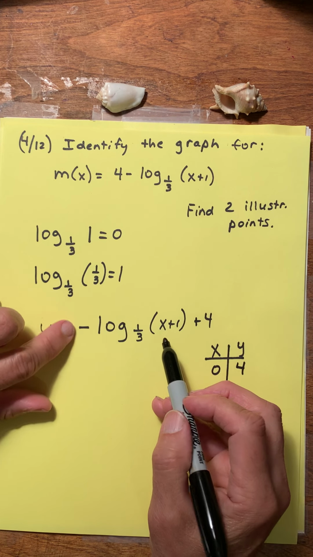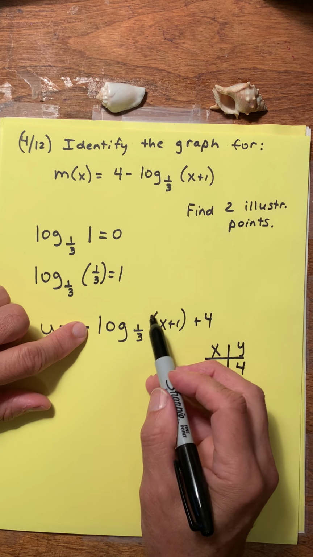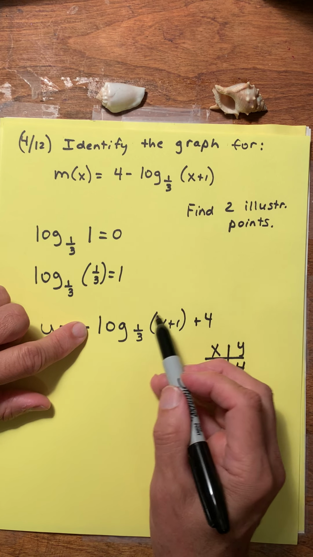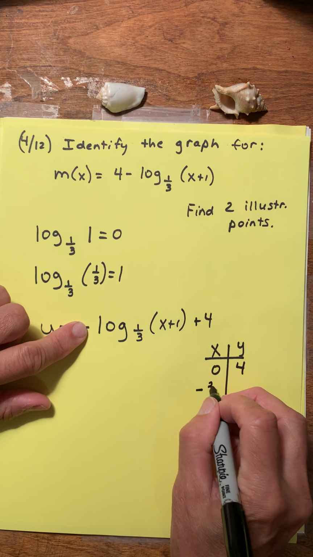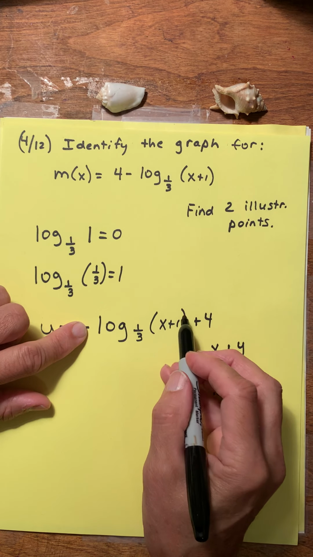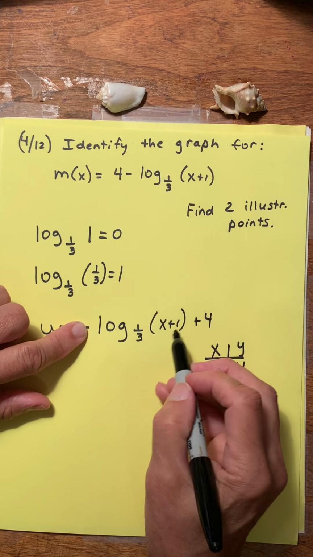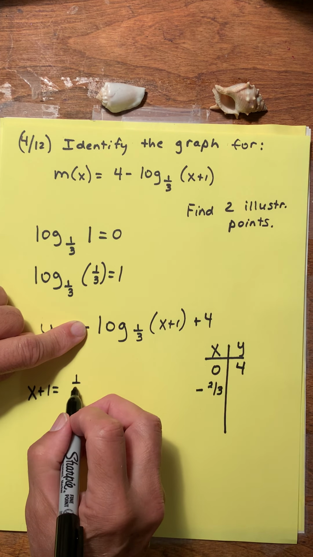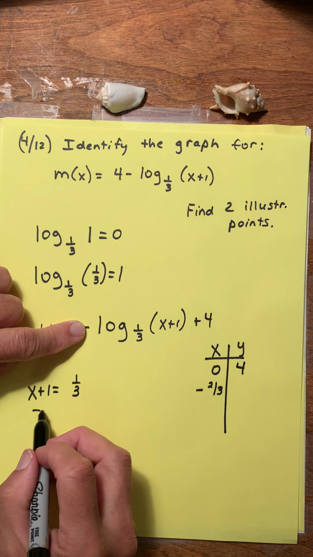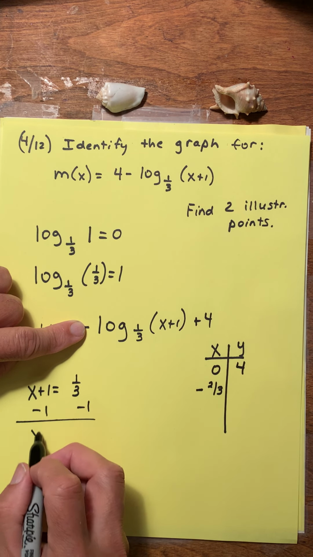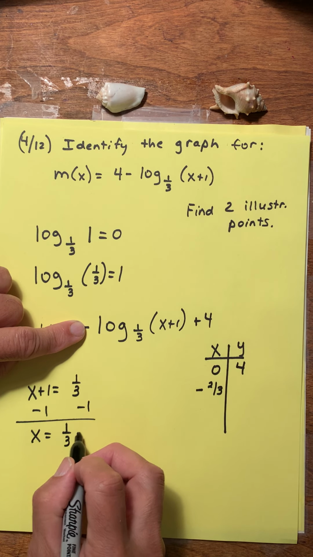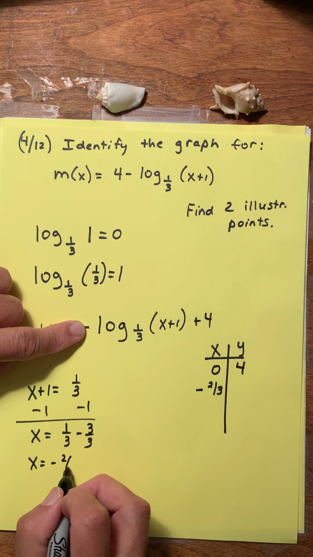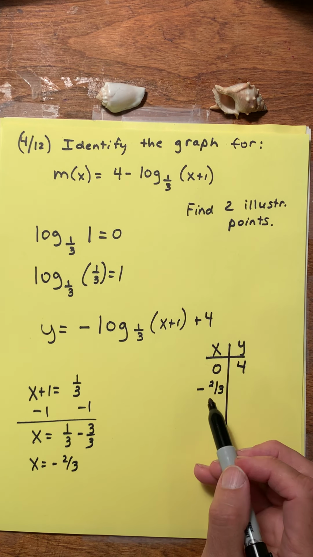But here's a tricky question. What does x have to be to make this 1/3? Some of you can see it. It's going to be, by the way, negative 2/3. But let's say you can't see it. So what I do is I take x plus 1, and I want it to end up to be 1/3. So I'm going to have to subtract 1 from both sides. X is 1/3 minus 1, which is 3/3. X is negative 2/3.